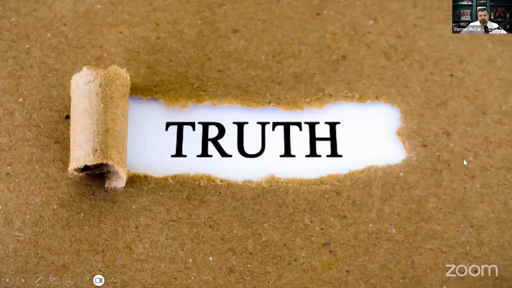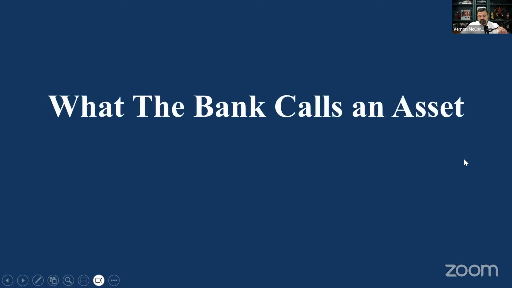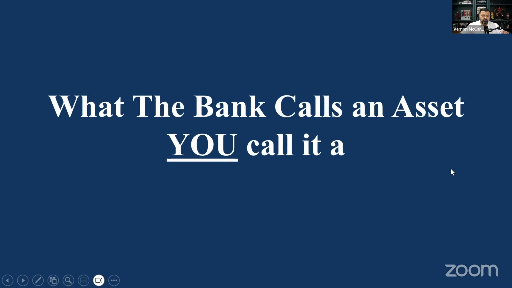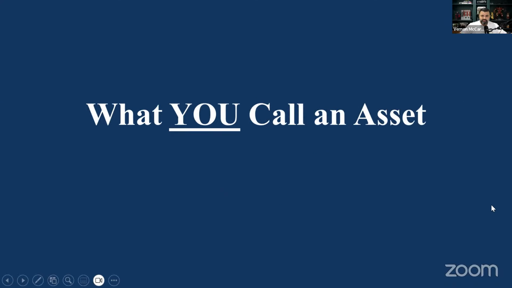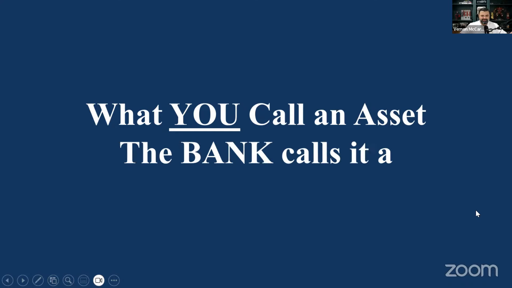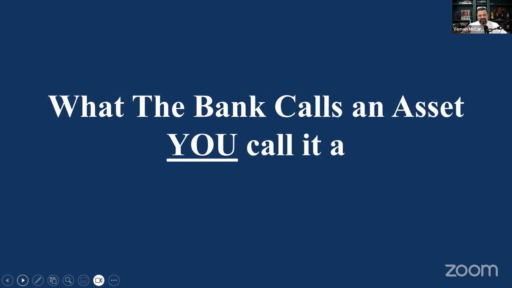So here's the truth. Just think about this as I share it. What the bank calls a liability, you call an asset. If you have money sitting in a savings account, the bank owes you that money, right? So that's a liability on their books, but you call it an asset. Sorry, I did that backwards. So everything the bank calls an asset, you call a liability, right?